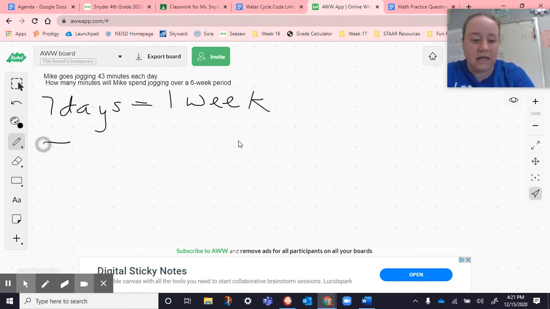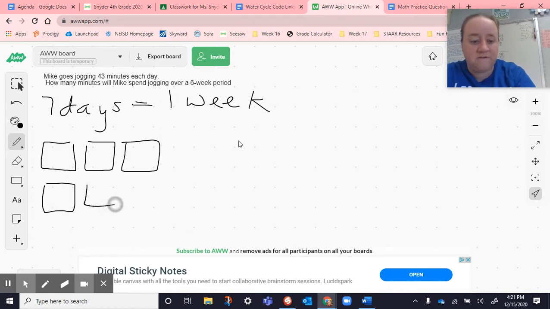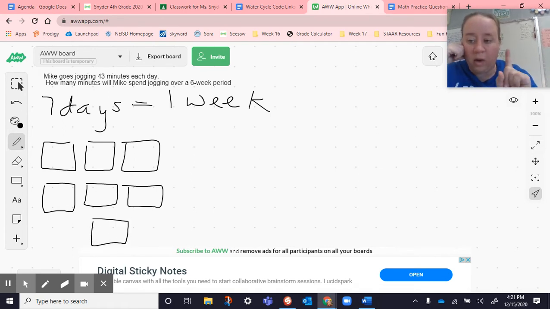So I'm going to draw, because I like to draw things out. I don't draw the whole problem out because these numbers are too big, but I like to draw just enough to give me an idea of what I'm doing. I'm going to worry about 1 week first before I get to 6 weeks. So here's my 7 days. Each one of these boxes represents a day. Here's Monday, Tuesday, Wednesday, Thursday, Friday, Saturday, Sunday. So now I know that on each of those days, Mike goes jogging for 43 minutes. So 43, each of those.